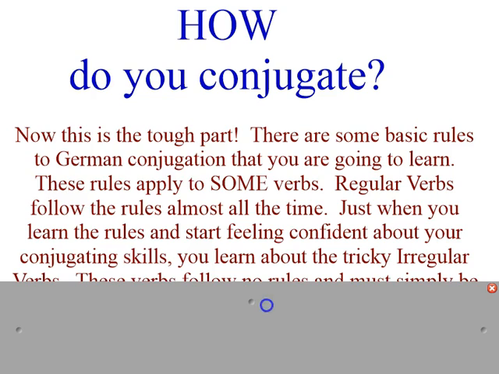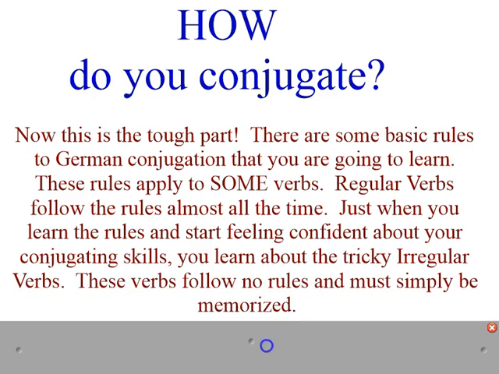There are some basic rules to German conjugation that you are going to learn. These rules apply to some verbs. Regular verbs follow the rules almost all the time. However, just when you learn the rules and start feeling confident about your conjugating skills, you learn the tricky irregular verbs. These verbs follow no rules and must simply be memorized. We are only going to be focusing on regular verbs in this lesson and also only regular verbs in Unit 1.